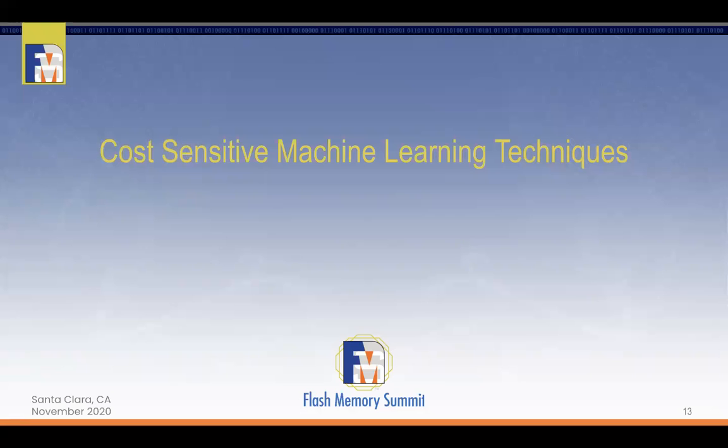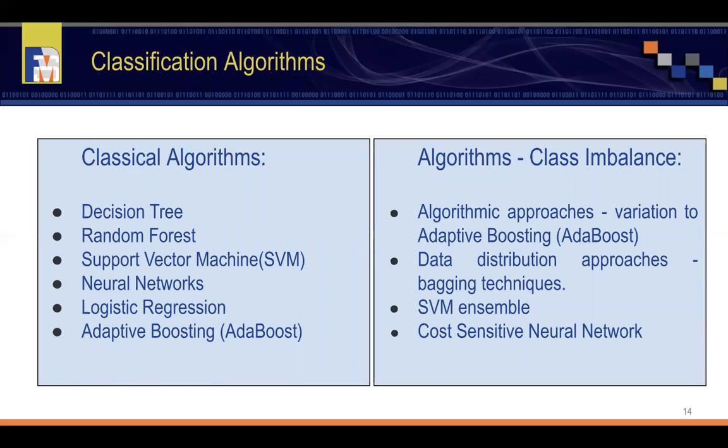So now I move on to the different cost-sensitive machine learning techniques that we've looked at. We're aware of algorithms for classical classification problems, and to name a few, there are decision tree, random forest, support vector machine, otherwise known as SVMs, neural networks, logistic regression, adaptive boosting, or AdaBoost, and so on. But we're interested in learning classification algorithms for the class imbalance problem. So we've looked at a few of them, the first one being an algorithmic approach, which is a variation to adaptive boosting or AdaBoost, then a data distribution approach, or bagging techniques, then SVM ensemble, and finally a cost-sensitive neural network.